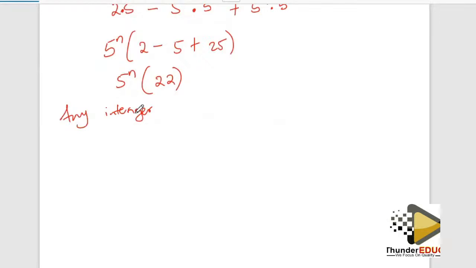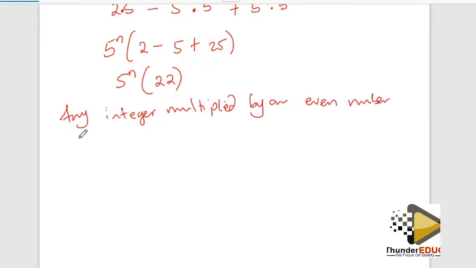Any integer that is multiplied by an even number will be even. Okay, so what does this mean?